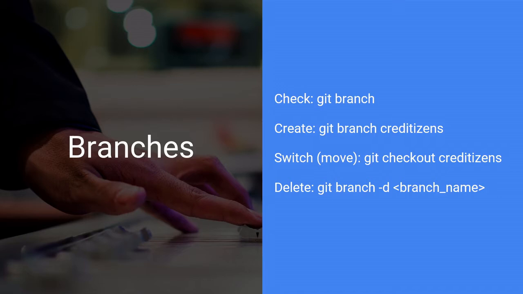That's the keyword that you're going to use to move from one branch to another. Git delete. Now git branch -D. So D means delete, to delete the branch. So you can also delete the branch.